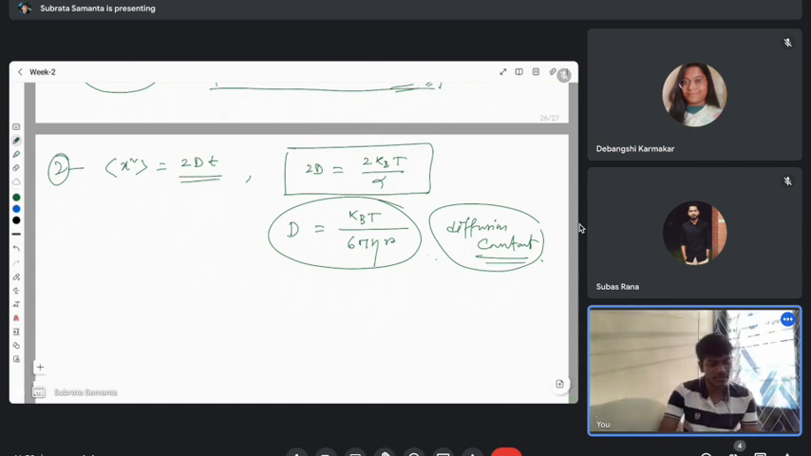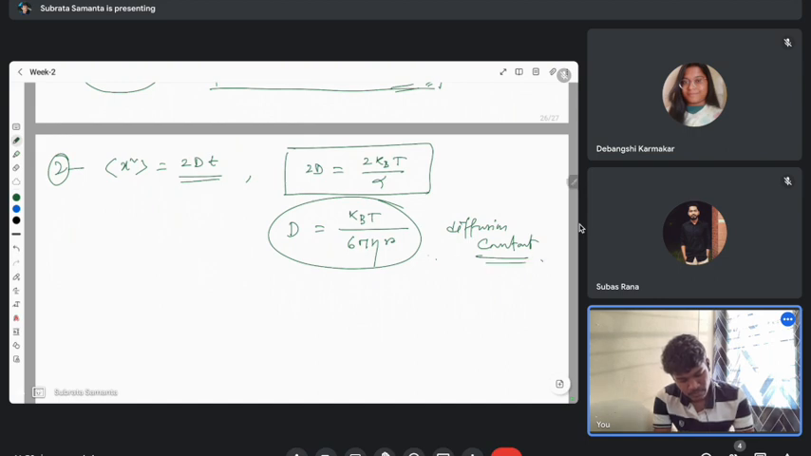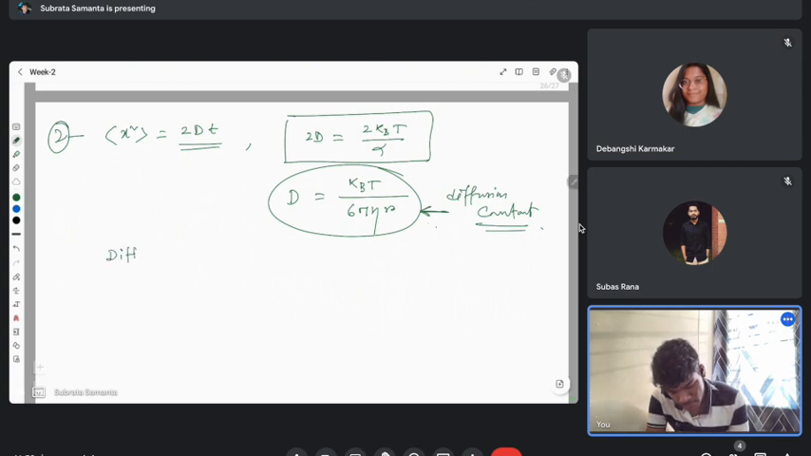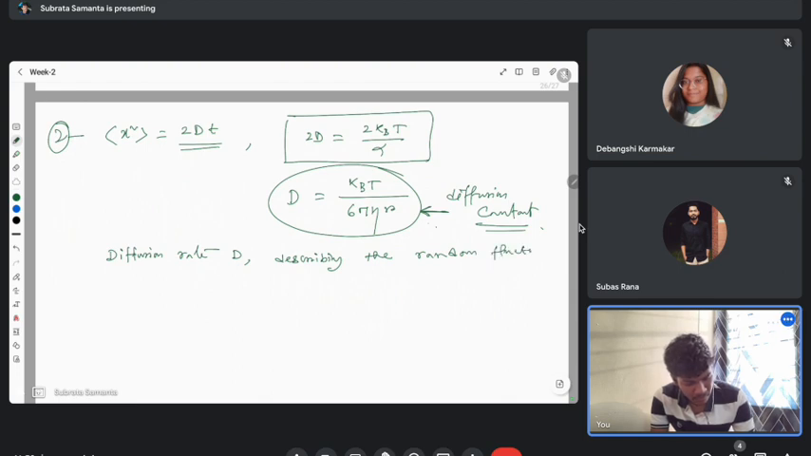So what is the physical significance of this equation? What this equation tells us is that the diffusion rate D describes the random fluctuations of the particle's position.